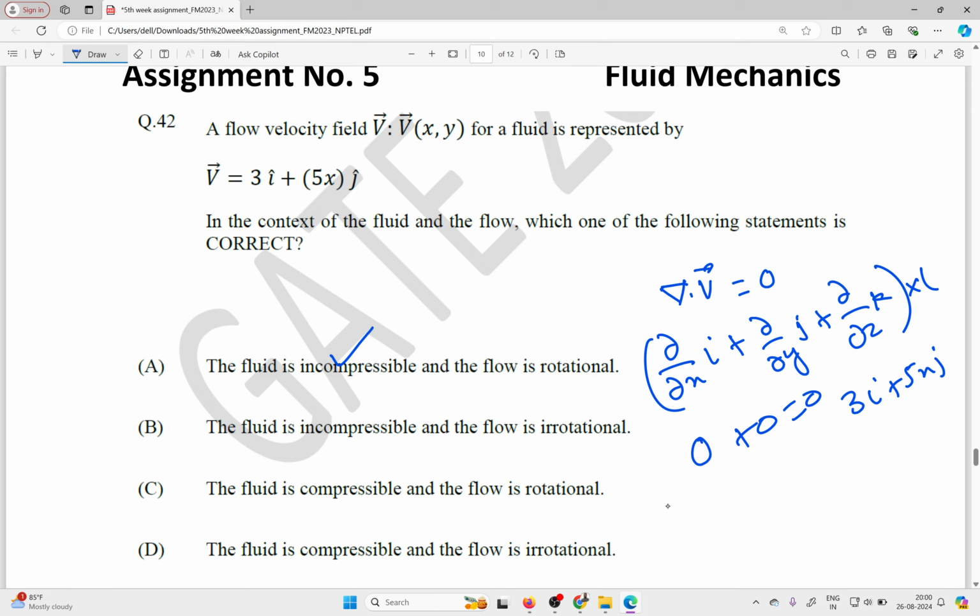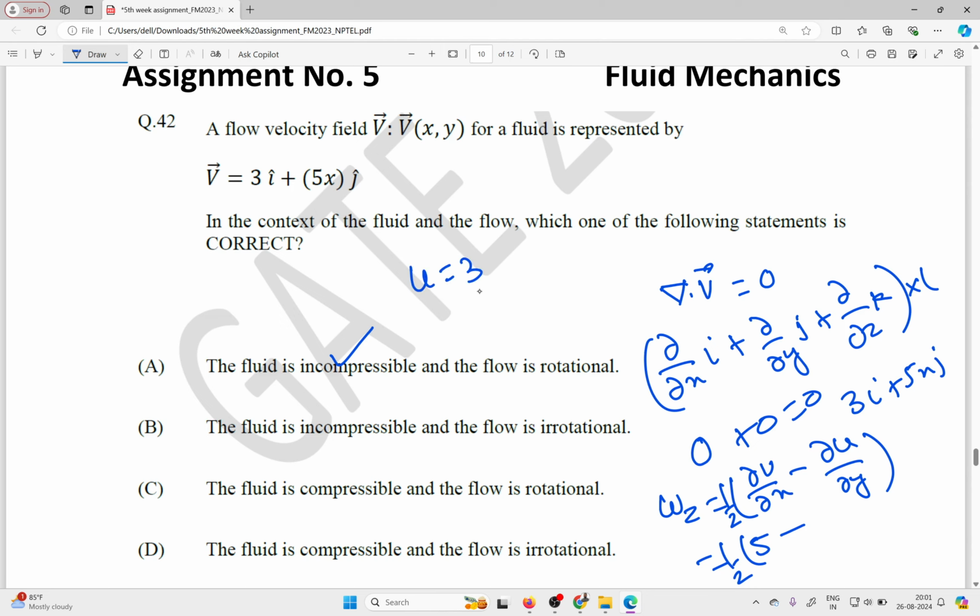Now the rotationality check. Here it is just two dimensional, so you will check wz, which is half of del v by del x minus del u by del y. Del v by del x means 5, and here you need to put half. Here u is equal to 3 and v is equal to 5x, and u is 3, so when you differentiate with y it will be 0. So you get 2.5, which is not equal to 0, so your fluid is rotational.